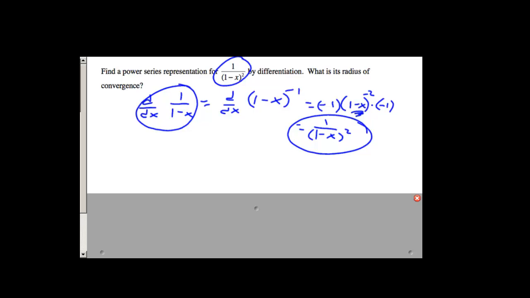Well, we know that 1 over 1 minus x, we can write that as, well, a value of 1 and a multiplier of x.